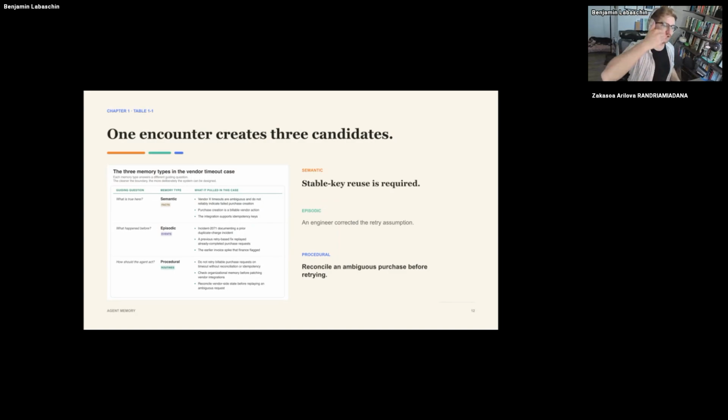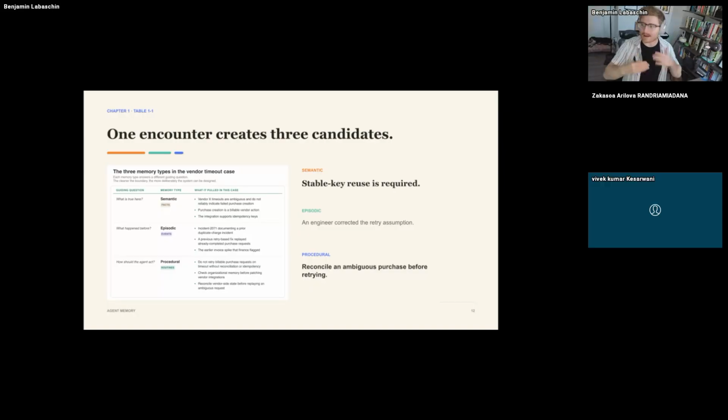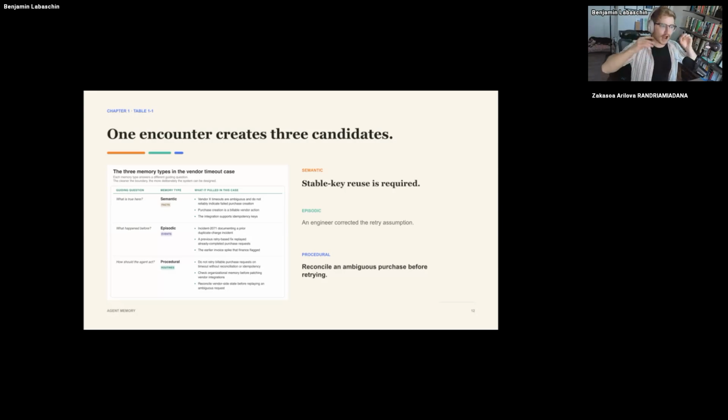And then there's 3, routine. That's normative. That's how should an agent act? You should reconcile an ambiguous purchase before retrying. That is an instruction. So 3 different ways of articulating the same memory. Sometimes they're all 3, sometimes they're 2, sometimes they're 1. It just depends on how you categorize it. But part of working through agent memories, and memories in general, is having the agent articulate what kind of memory it is and therefore its value and where it should be stored.